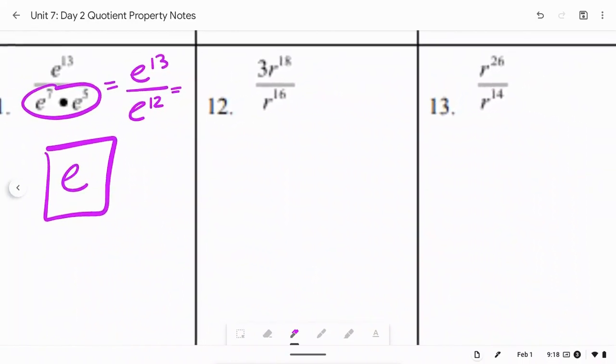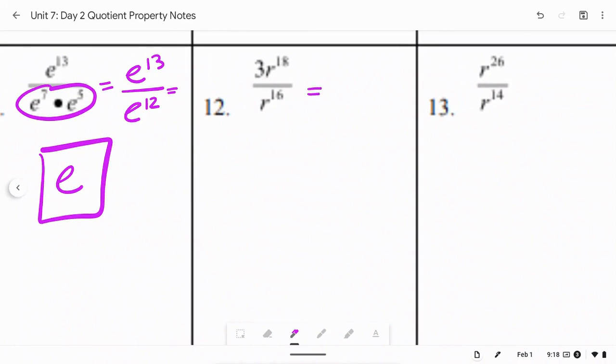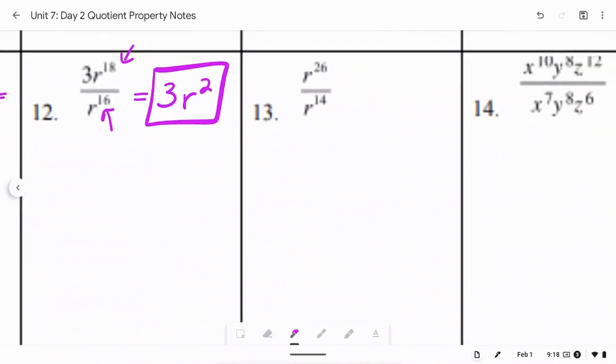In number 12, because we only have one coefficient, we're just going to bring the 3 straight down and then subtract the exponents. So 18 minus 16 is r to the 2nd power. 13, we don't have to worry about coefficients, so we're just going to subtract 26 minus 14, which is r to the 12th power.